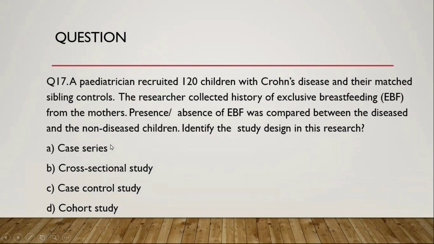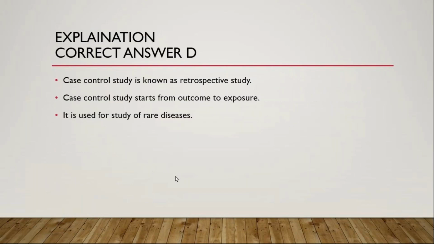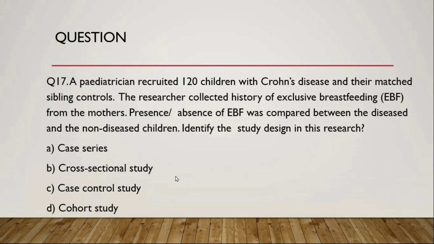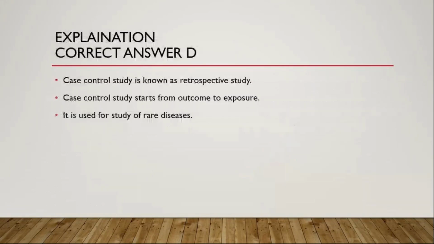So option A is case series, option B is cross-sectional study, option C is case control study, and option D is cohort study. Option C, case control study. Yes, it is a case control study because the outcome and exposure have already occurred, and the person is starting from outcome to the exposure. Case control study is also known as retrospective study. It starts from outcome to exposure, and it is used for study of a rare disease.